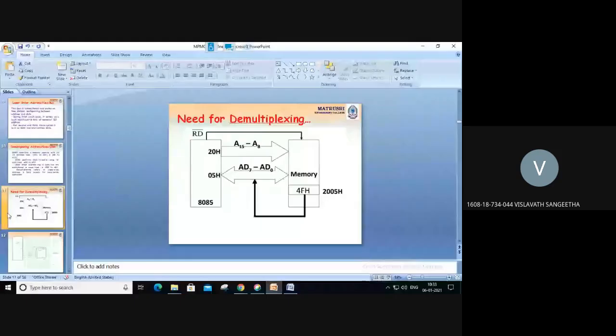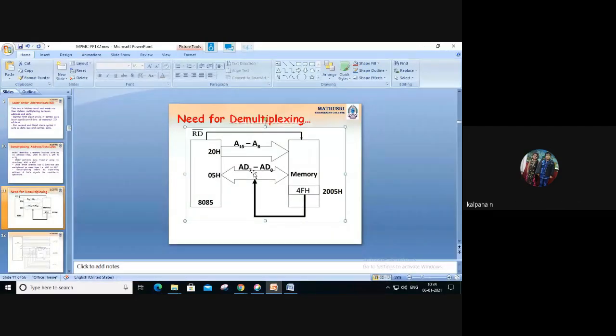It is when both address and data lines will be active, madam. Once again. Separating the logic address lines from the AD multiplexing lines, that is called as demultiplexing. Till this we have studied in yesterday's class, right?